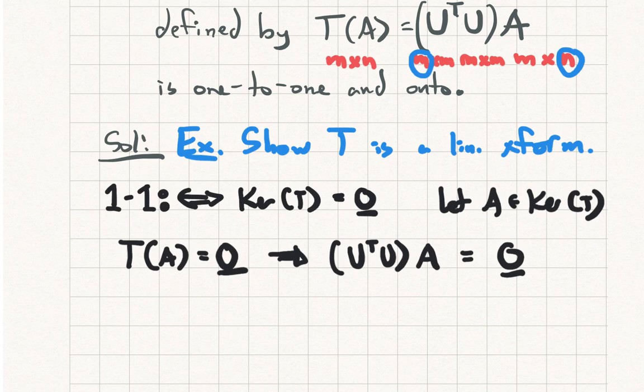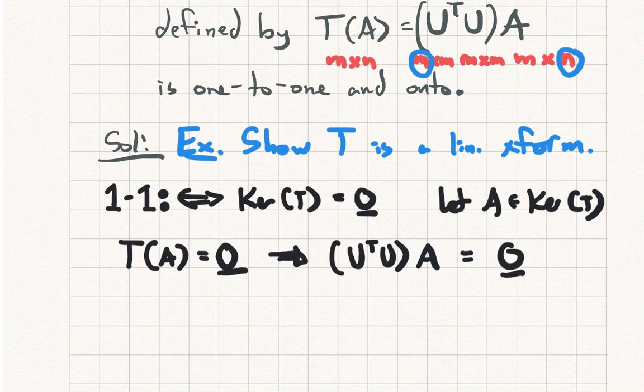So maybe pause the video now and see if you can figure out how to show that indeed A must be the zero matrix. So pause the video and try that. Okay, if you haven't figured it out, I'll give you a hint. Remember that U is invertible, the determinant isn't 0. And remember, what that means as well is that U transpose is invertible. So the product of these guys is invertible too. So if you haven't figured it out, pause the video again, see if you can figure it out with that hint.